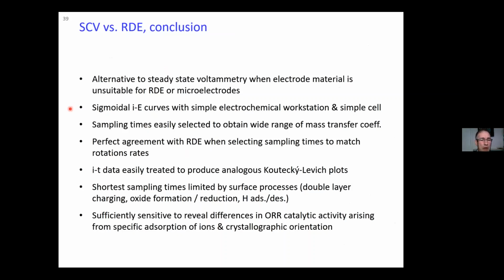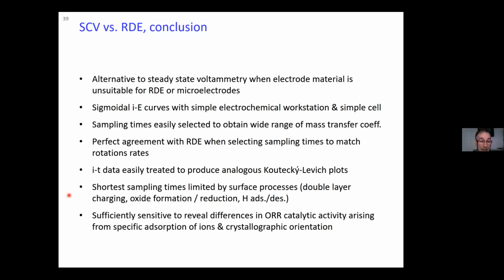The current-voltage curves are sigmoidal, and you can obtain that with simple electrochemical workstations and very simple cell designs. The sampling times can be very easily selected to achieve the same mass transfer coefficient you would get from rotating disc electrodes. And the agreement with the RDE is excellent when you're matching the sampling time to the rotation rate. It is possible to treat the current-time data set to extract Koutecky-Levich plots analogous to those you would obtain with the rotating disc electrode.